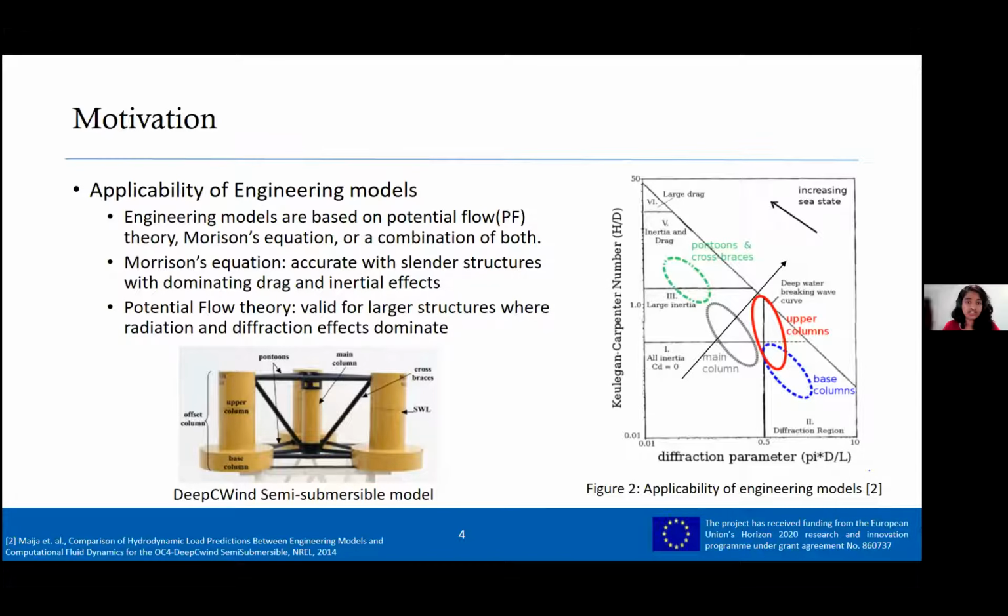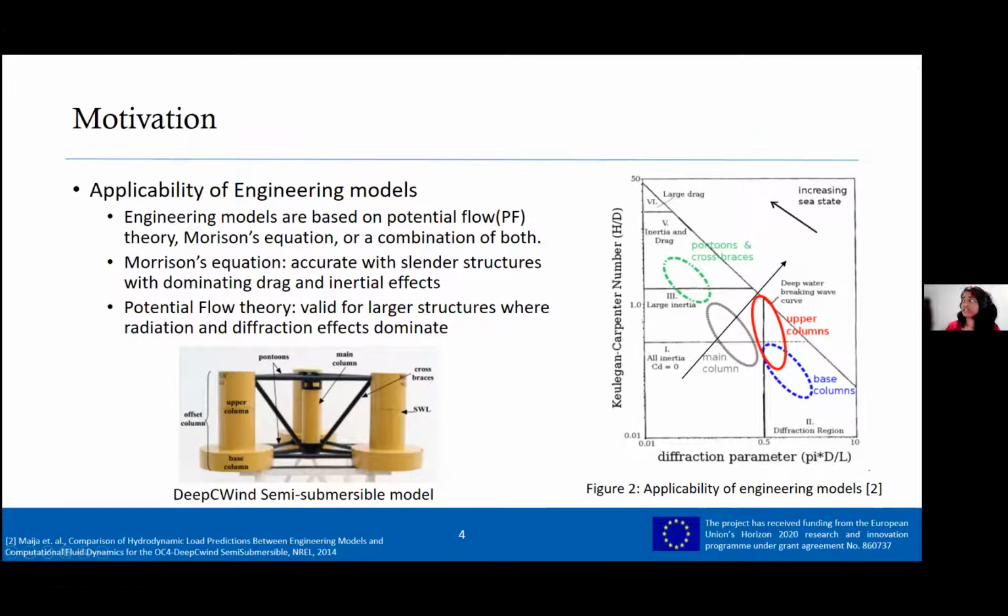If I draw your attention to this graph here, you can see that it's a plot of the Keulegan-Carpenter number versus the diffraction parameter. The KC number is a ratio of drag and inertial force. So basically, the higher the KC number, the more is your drag, and the lesser the inertial force. And also for a semi-submersible model, there are different diameters involved, because of which each of the subcomponents lie on different regions on the graph.